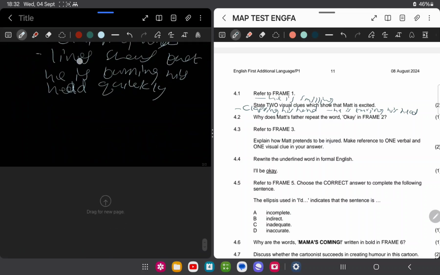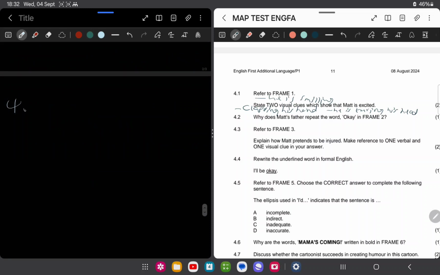And 4.2, why does Matt's father repeat the words? The word okay, okay. He repeated the word because he understands. Let me write the answer in full. It's because he understands what Matt wants to do.